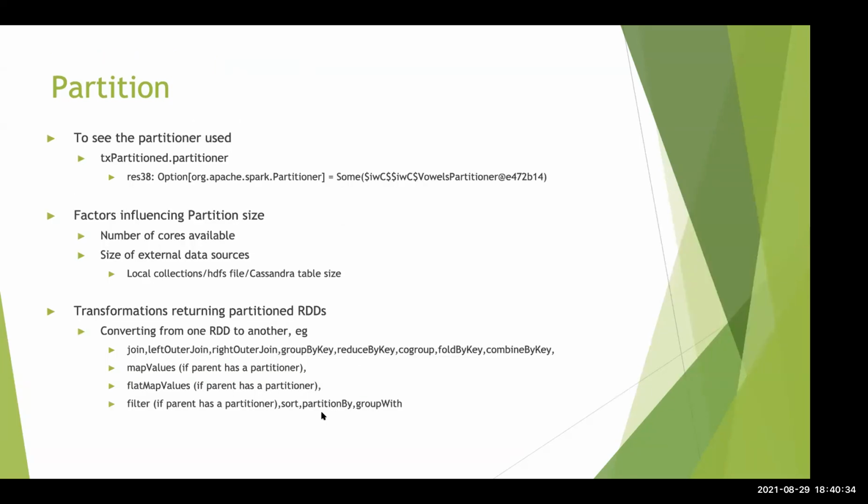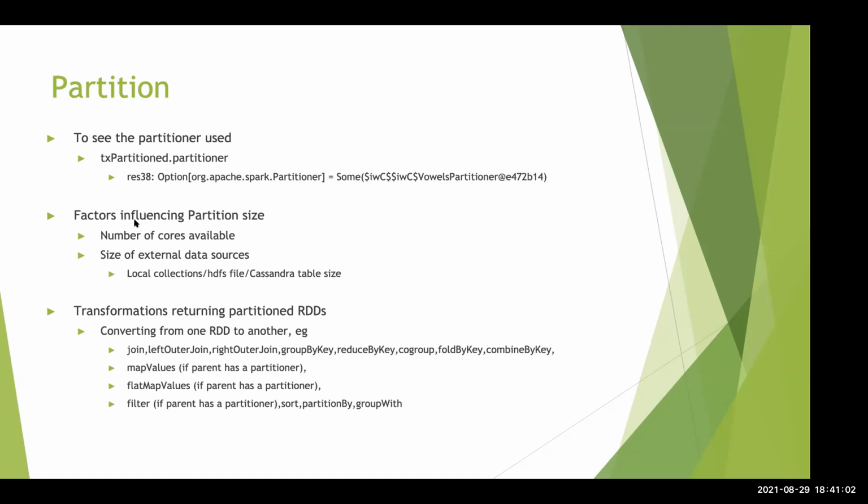To see the partitioner used, if you want to see which partitioner has been used, whether you did a partitionBy or repartition or whatever, and Spark internally has decided to use one of these, and you want to make sure which one has been used, you can take the RDD and invoke the partitioner method over there. It will print what partitioner has been used here.